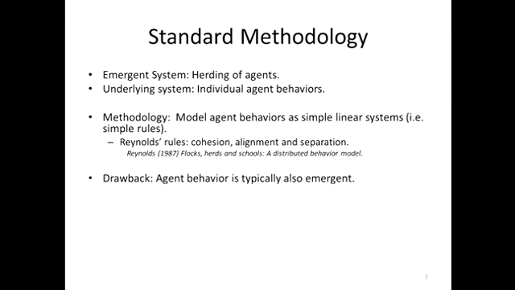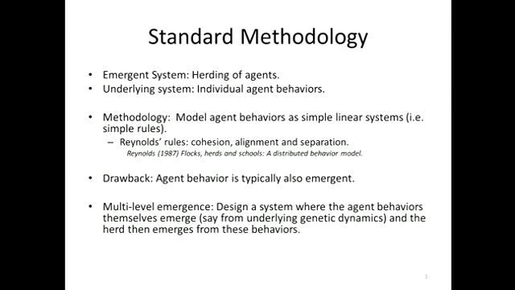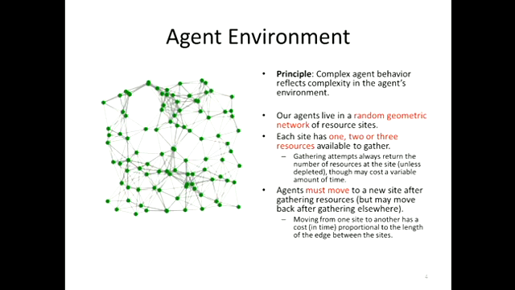One of the drawbacks we see with this is that typically that underlying system itself is also, in the real world, an emergent system emerging from something else. So agent behavior is rarely just scripted. It is instead emerging from maybe genetic dynamics or neural dynamics and so on. So our goal was to try and design a system where we have maybe multiple levels, where maybe agent behaviors emerge out of something, and then from those agent behaviors we might get some social or population level emergence as well.